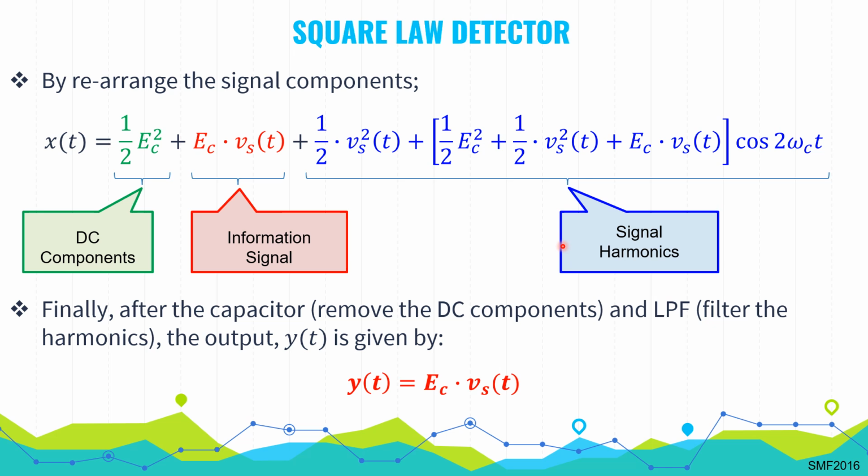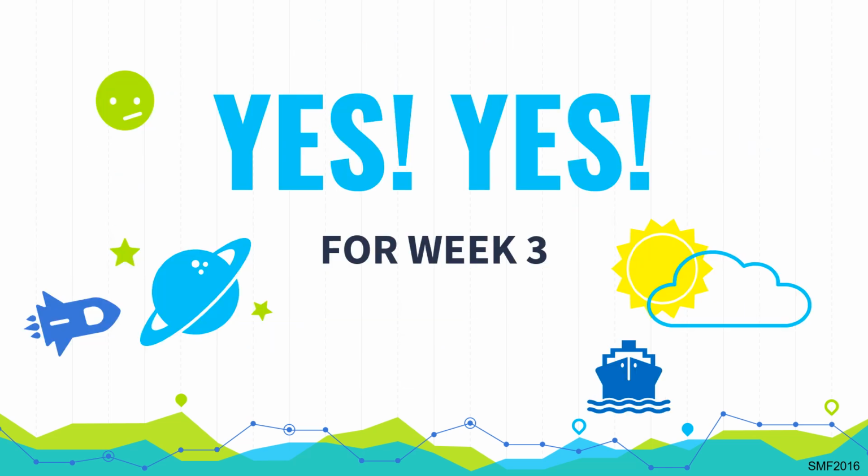After passing through the capacitor to remove DC components and the low-pass filter to filter out harmonics, the final output is y of t equals E_C times V_S of t. This is the demodulated signal, which corresponds to the original information signal, V_S of t.